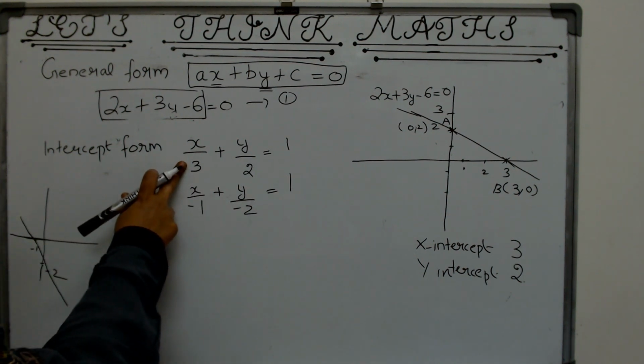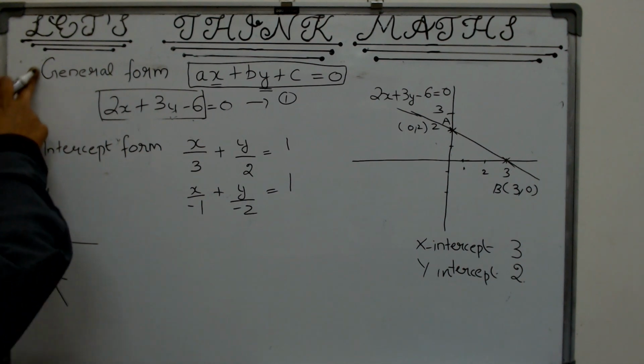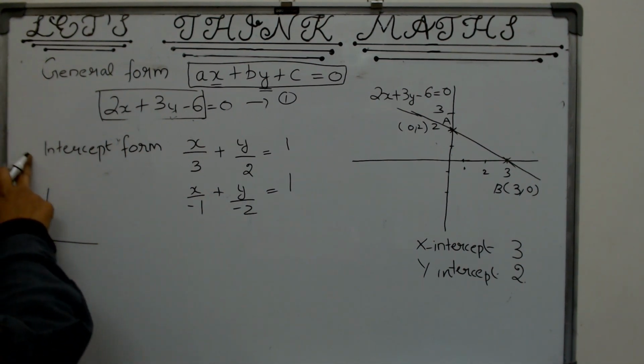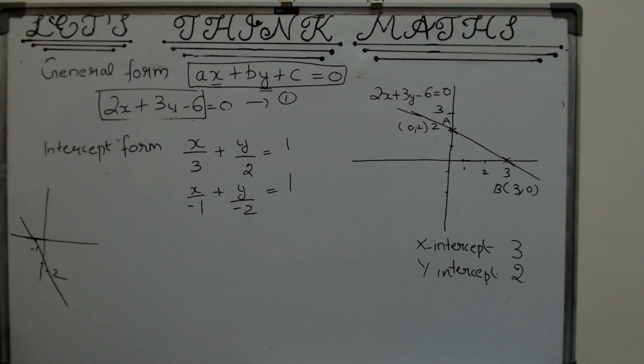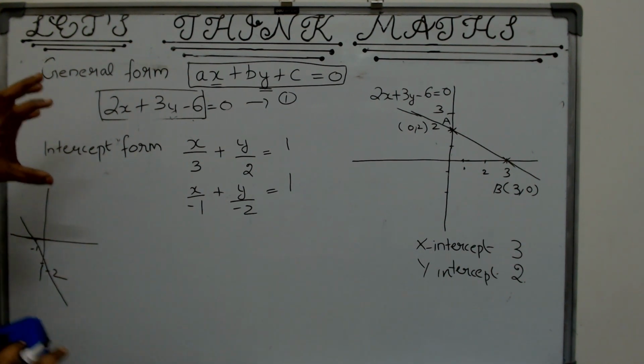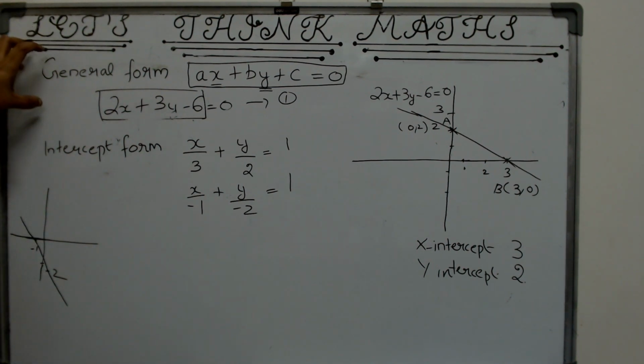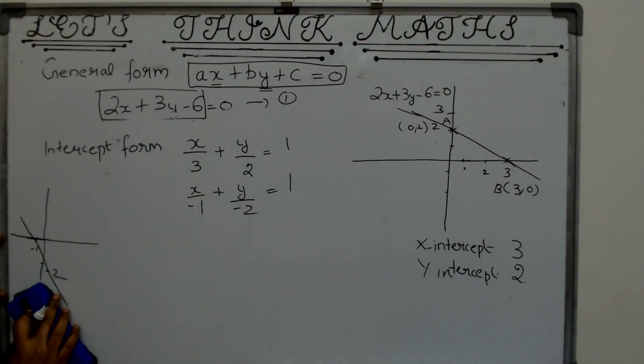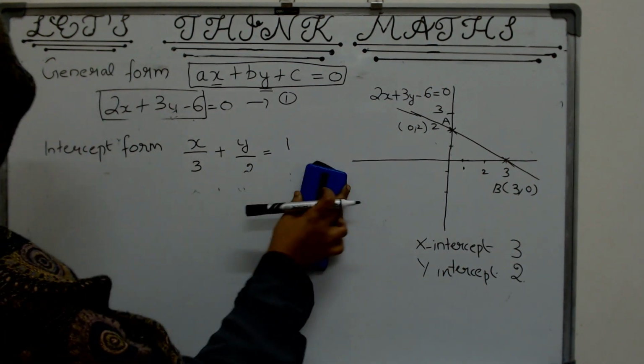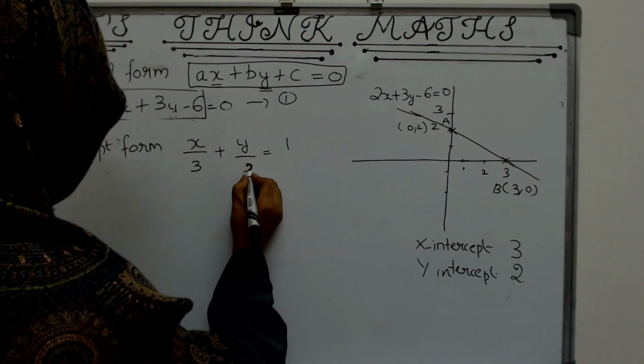You can always go from the intercept form to the general form and from the general form to the intercept form. That is why it is called a form, right? The equation is the same, but we are writing that same equation in many ways. General form is one way, intercept form is one way. You can always come from one form to another. And how do you do that? That is what we will learn next.